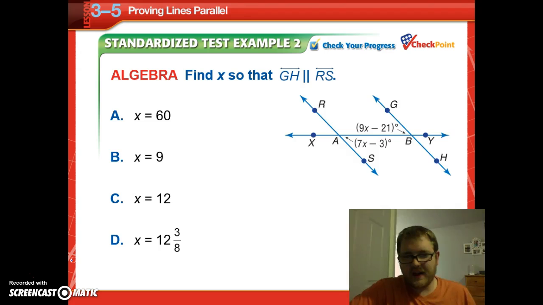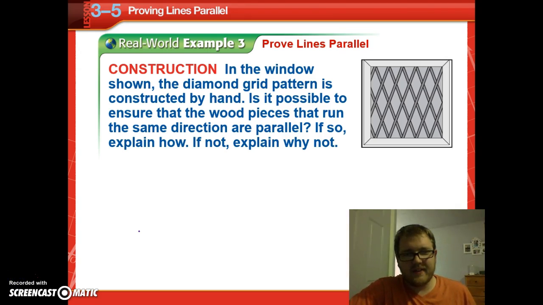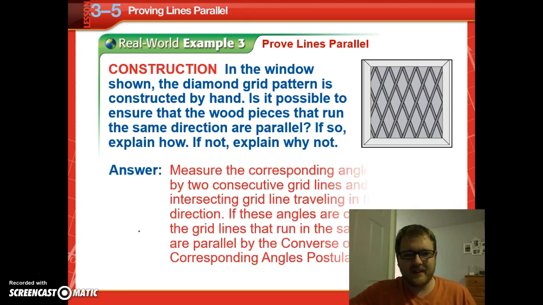Now I want you to try this problem, finding x so that line GH is parallel to RS. And now we're going to talk about this construction application. Here we have a window where the diamond grid pattern is constructed by hand. Is it possible to ensure that the wood pieces that run in the same direction are parallel? If so, explain how. If not, explain why not.